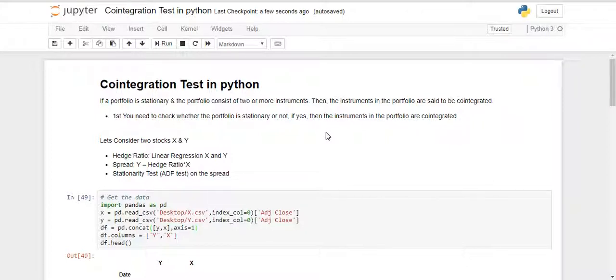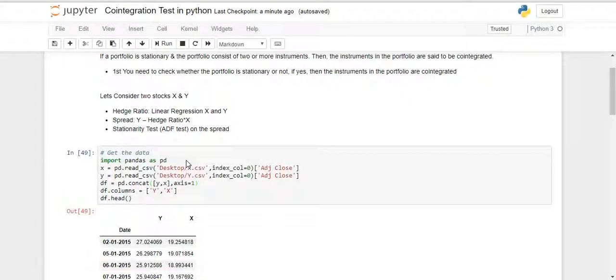So first, you need to check whether the portfolio is stationary or not. If yes, then the instruments in the portfolio are cointegrated. So let's quickly jump in and do a cointegration test. Let's say we have a portfolio consisting of two stocks, X and Y. We have to do an ADF test, which is the Augmented Dickey-Fuller test, to know whether the portfolio is stationary or not.